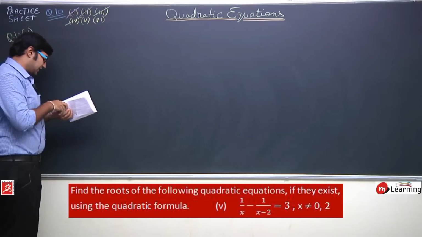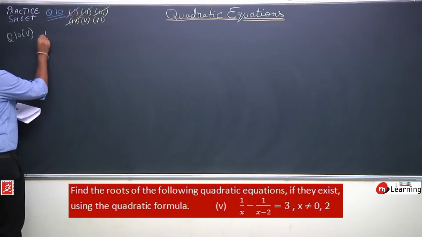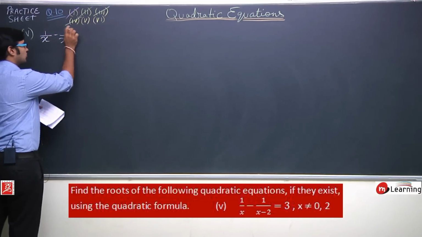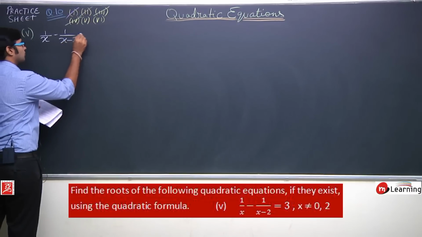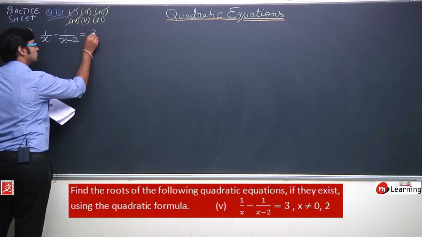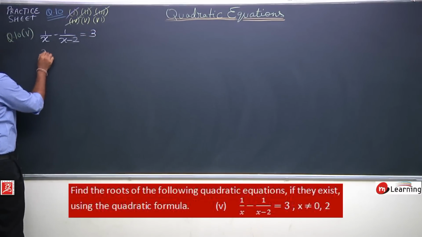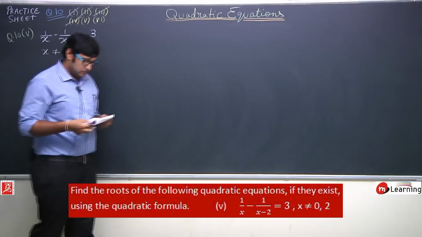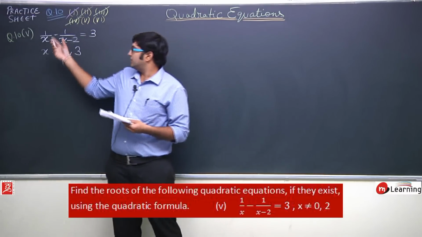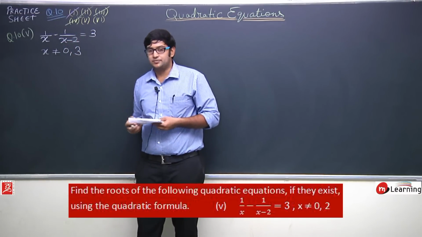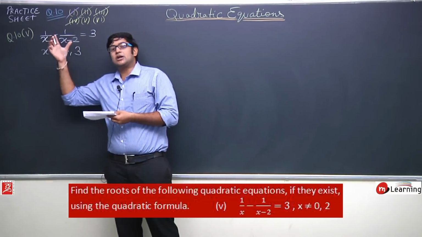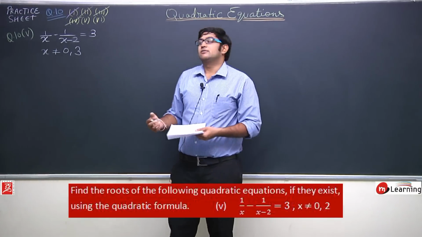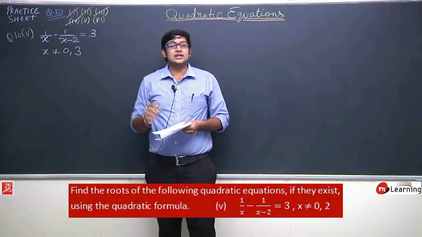The fifth part of question number 10 is 1 upon x minus 1 upon x minus 2 is equals to 3. And there is a condition given that x is not equals to 0 and 2. Okay, so this is a quadratic equation. You will find कि ये दिखने में quadratic equation नहीं लग रहा, ऐसा लग रहा है कि ये कुछ और expression है, but we can convert this expression into a quadratic equation.